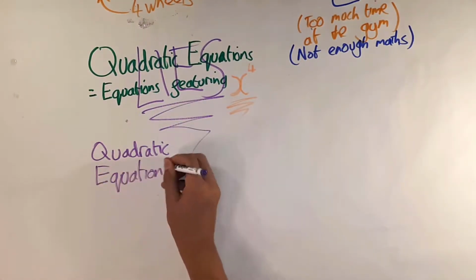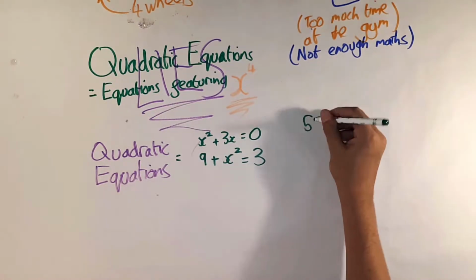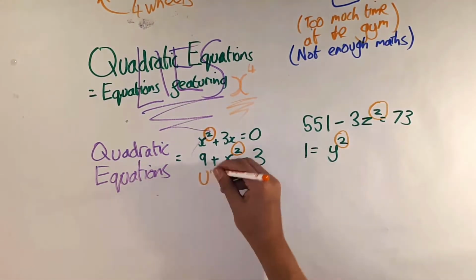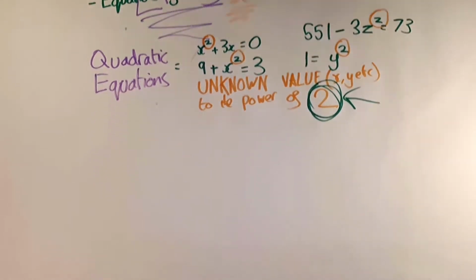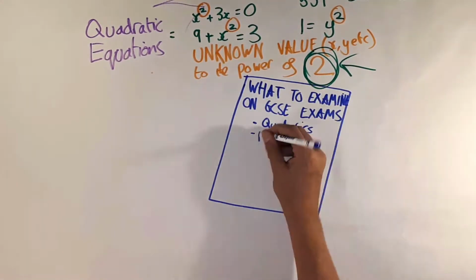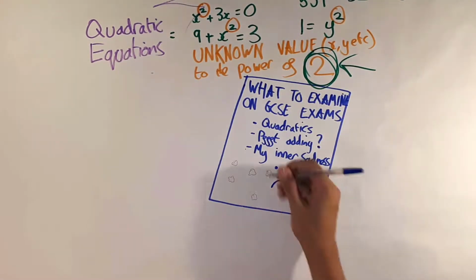Quadratic equations are equations with an unknown value such as x or y, featuring this unknown to the power of 2 in some place. They're also a surprisingly large amount of the GCSE syllabus because, as we know, exam writers have no imagination or friends.